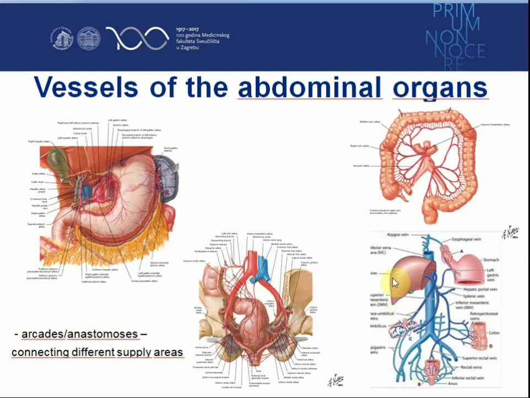And the last connection is especially important in cirrhosis of the liver, the condition where the blood cannot pass through the damaged liver and reaches the inferior vena cava by special anastomotic networks.